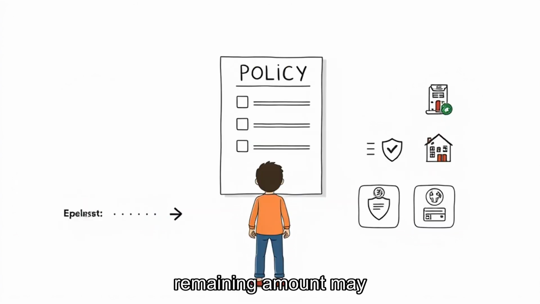Limits can appear in different places. There may be an overall policy limit, a per incident limit, or a sub-limit for jewelry, electronics, temporary accommodation, or medical costs. A person may think, my policy is worth a large amount, but a specific category may have a much smaller cap. The small print can control the real payout.